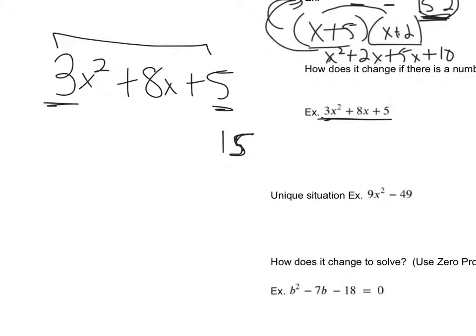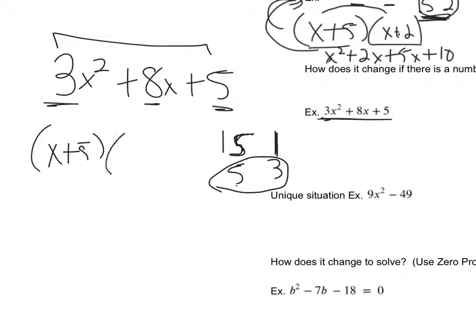So now with 15, figure out factors of 15. Well, I have 15 and 1, 3 and 5. Those are my factors. So now that 5 and 3 is going to give me 8. So now here's the other piece. I can't just skip ahead and go, oh, it's x plus 5 and x plus 3, and that's my answer.